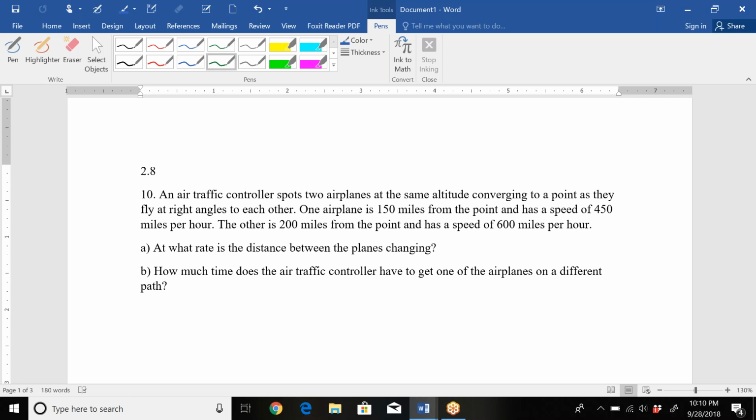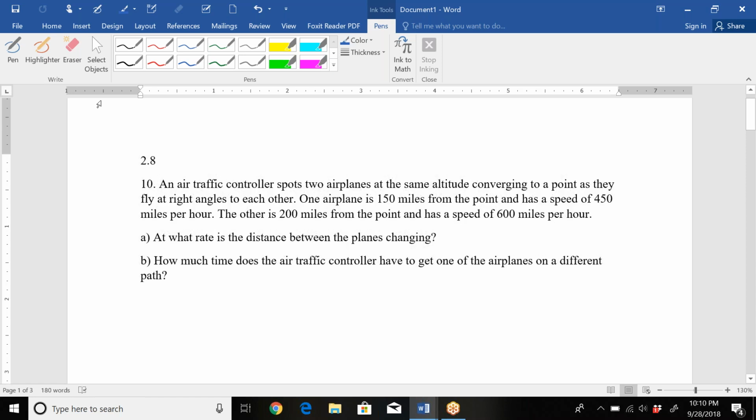So number 10 was: an air traffic controller spots two airplanes at the same altitude converging to a point as they fly at right angles to each other. One airplane is 150 miles from the point and has a speed of 450 miles per hour. The other is 200 miles from the point and has a speed of 600 miles per hour. So before we even worry about what the question is, let's try to draw a picture of this.